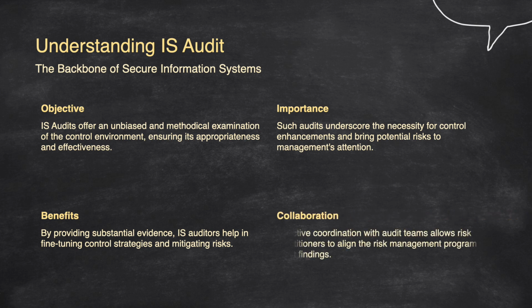And last, about collaboration. Friends, effective coordination with audit teams allows risk practitioners to align the risk management program with audit findings. So when risk practitioners and audit teams work together, they can use the findings from audits to improve how they manage risks. It's like having two puzzle pieces that fit perfectly together. By combining their expertise, they ensure that the organization's risk management efforts are focused on the most important areas highlighted by the audits. And this collaboration helps the organization stay proactive in addressing risks and maintaining a strong control environment.